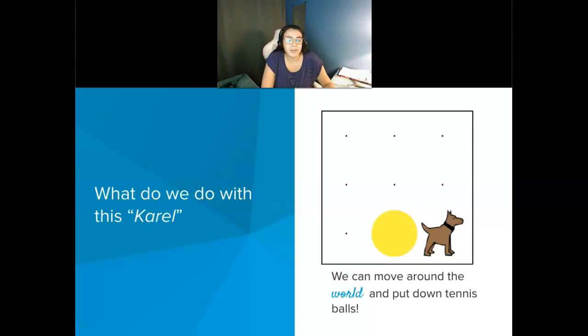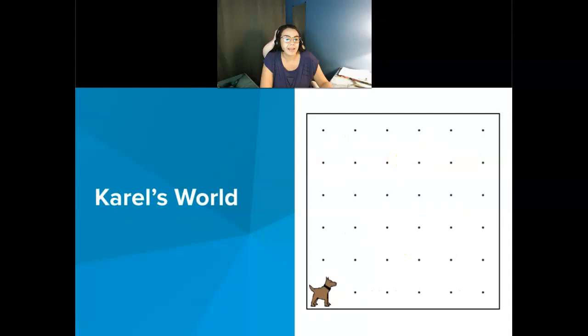So what do we do with this Karel? So what exactly can Karel do? Karel can move around the world, and we can put down and pick up tennis balls. This is Karel's world. It's a grid world with walls around the edges represented with solid lines, and each dot represents a space where Karel can stand on. We sort of want to think of this as looking at a bird's eye view of a gated area, like a fenced-in area where Karel lives, and this is Karel's world.